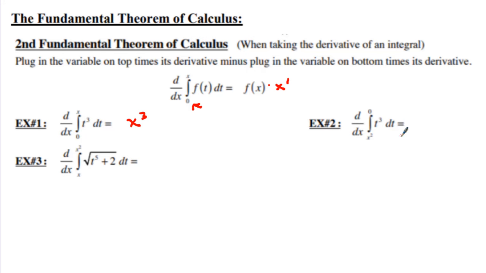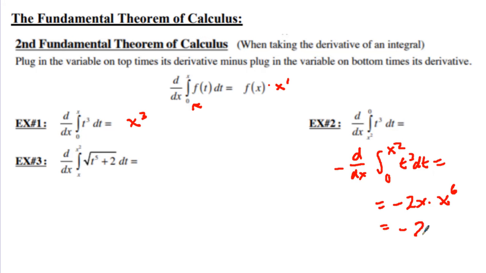So this next one, for example 2, you can see we're going from x squared to 0, and so the interesting thing is we can kind of flip that around by making that negative. And so we have from 0 to x squared, t cubed with respect to t. We're going to plug in that value right there, and we are going to end up getting x squared to the 3rd power, which is x to the 6th power. And I'm going to multiply by the derivation of that x squared, which is 2x. Don't forget the negative right there. And so we can simplify that just a little bit more, negative 2x to the 7th power.